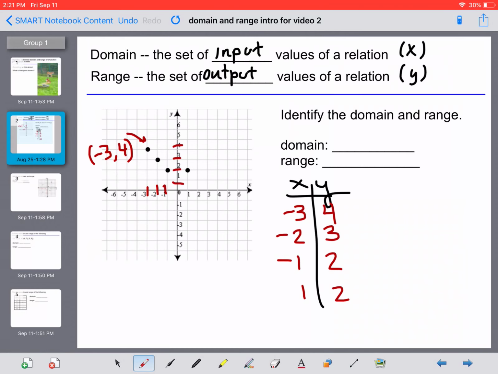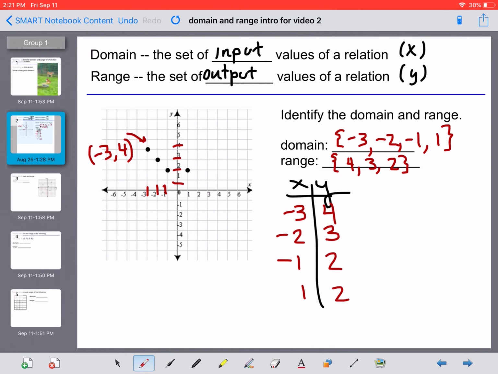Once I've got that table, and again, all I've done there is written the coordinates of each point, I can construct my domain and range pretty easily just by listing the x and y values. So the domain, which is the x values, would be written -3, -2, -1, and 1. And the range is the set of y values. So that would be 4, 3, and 2.